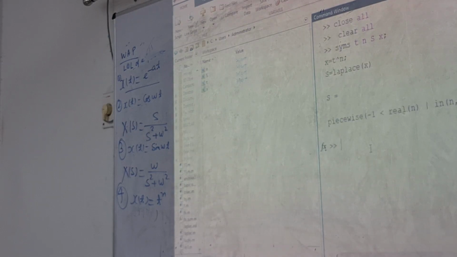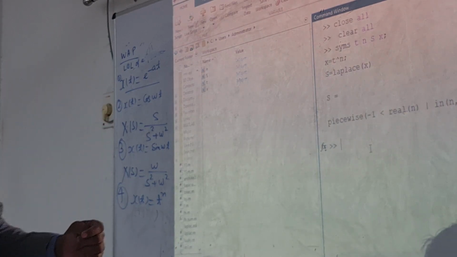This is the piecewise expansion of this t power n. This is a factorial representation, then it can be written in this form.